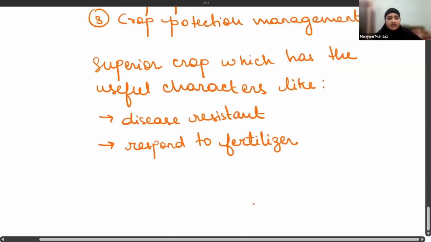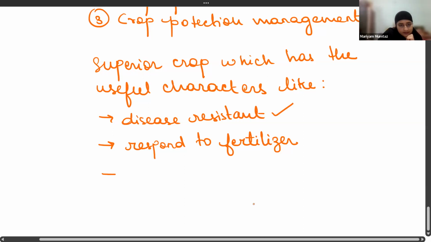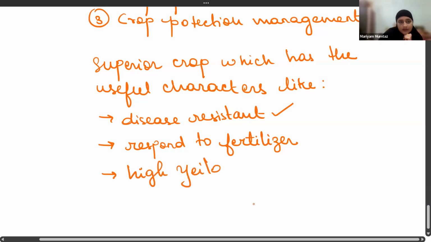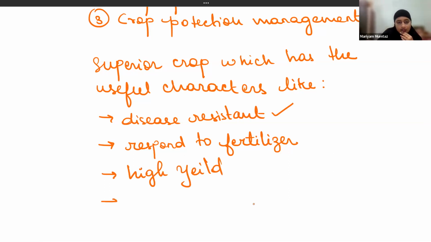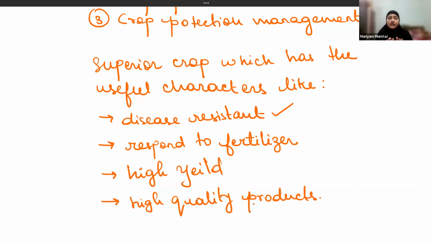So whenever we have to do a crop variety improvement, we plant a crop that is superior. A superior crop is a crop that has these characters. The first is that the crop should be disease resistant. The crop should respond to fertilizers. Then the crop should have high yield, and it should have high quality products. Whenever we are choosing a superior crop, all these characters should be there in it. Then only we will use it for agricultural purposes.